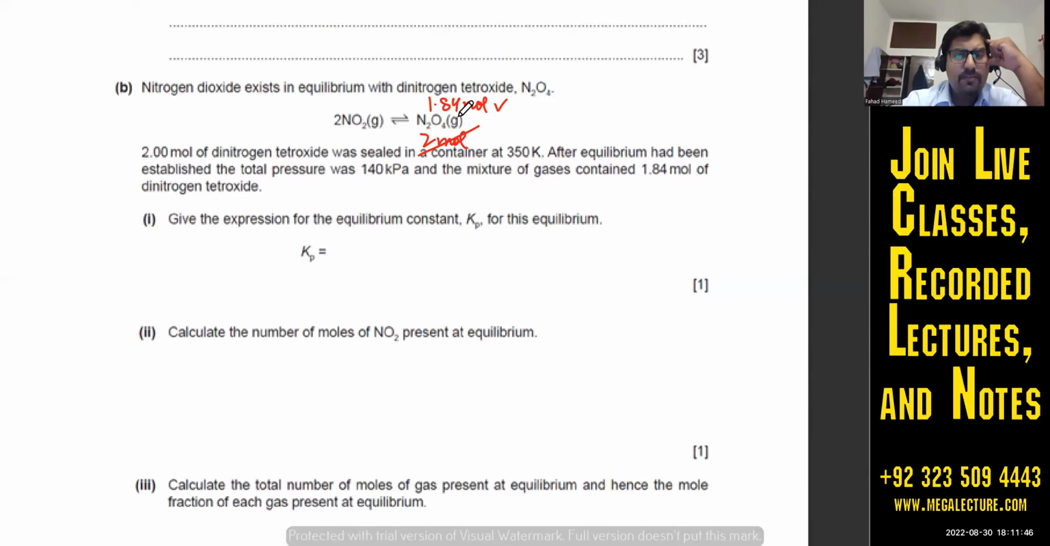So what happened to the 0.16 moles? 0.16 moles गायब हो गए. So they must have been used up and they must have reacted and they must have produced NO2, right? So you started off with 2, you're now left with 1.84. So 0.16 are gone. So if 0.16 are gone, तो वहां जाके double बनाएंगे. It's going to be 0.32 moles. Is this clear?